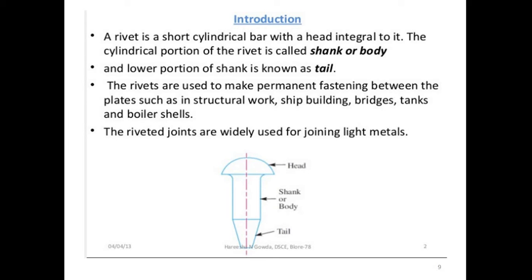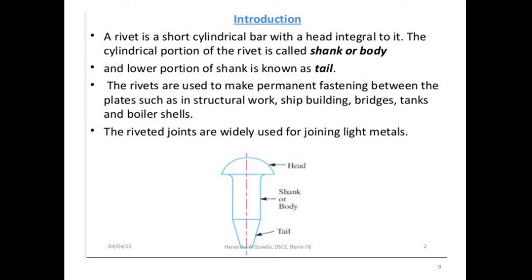Here a sketch of a rivet is shown. It consists of head, shank or body and tail. And one example we know is that for sheet metal joining we mostly use rivet joints. The rivet is a short cylindrical bar with a head integral to it. The cylindrical portion of the rivet is called the shank or body, as shown in the figure.